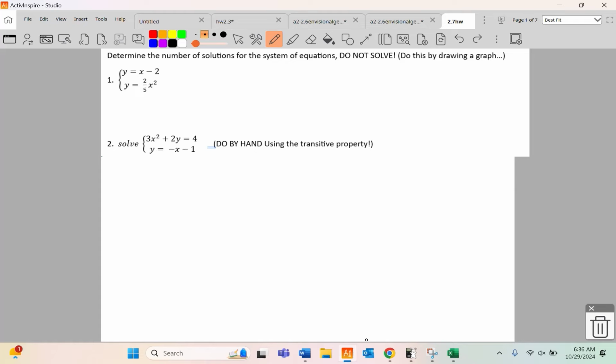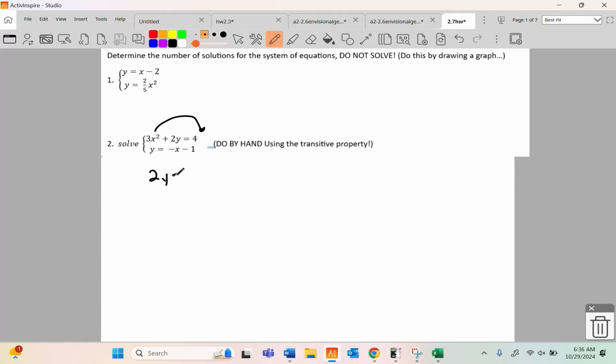Anyways, to use the transitive property, I'm going to have to move this over here. So 2y is equal to negative 3x squared plus 4. I'm going to divide out the 2, and I'll have y is negative 3 halves x squared plus 2. Now I notice that this equation is equal to y, as is this one. So these two pieces must be equal, and that is the transitive property.